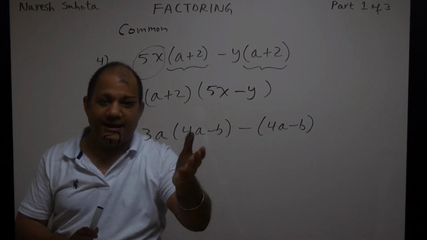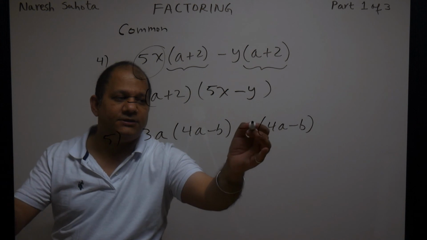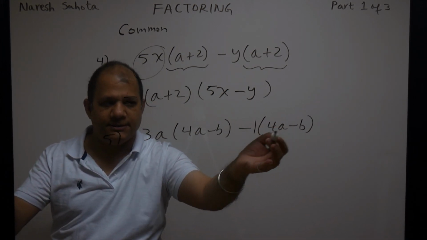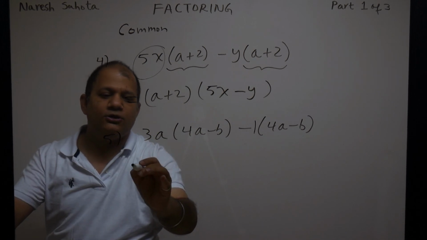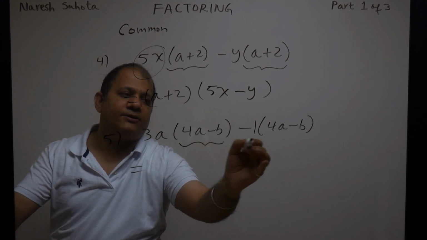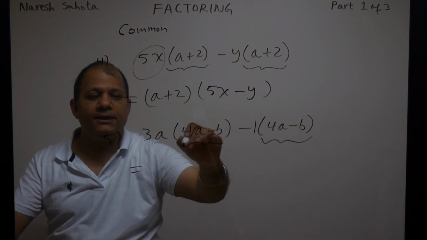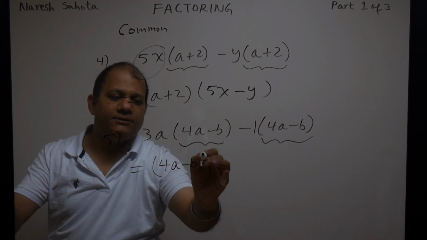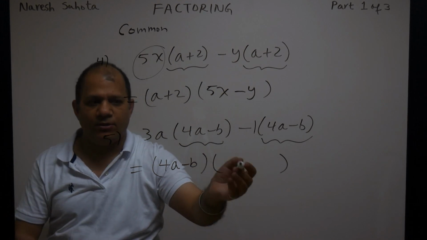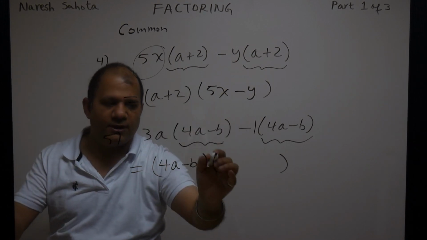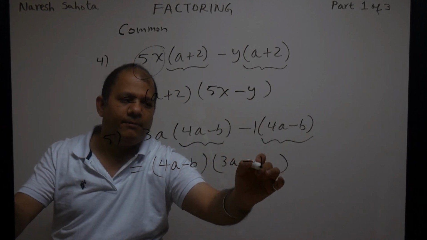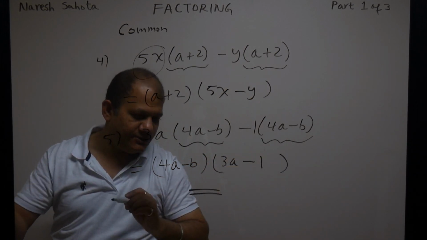So now, again, it looks complex, but actually there is a factor of 1 here, right? Because 1 times anything is itself. So again, we have a common factor of 4a minus b, the whole bracket. So we take out a factor 4a minus b, and then inside the bracket, from this term we're left with 3a, and from this term we're left with minus 1. So that's the answer there.